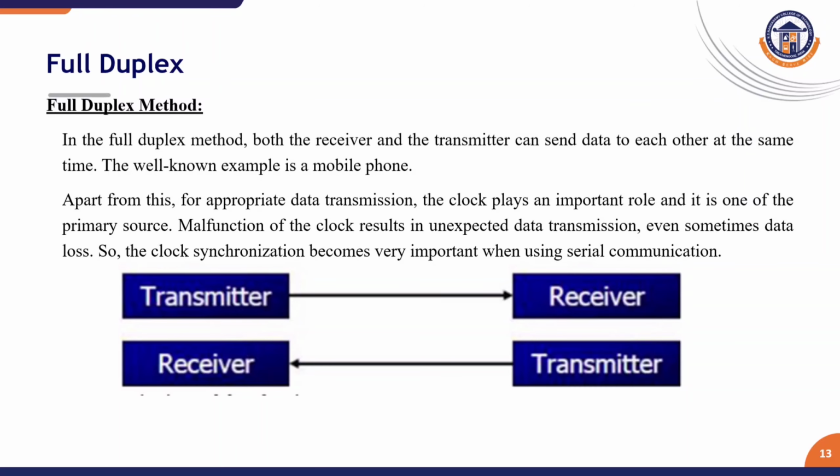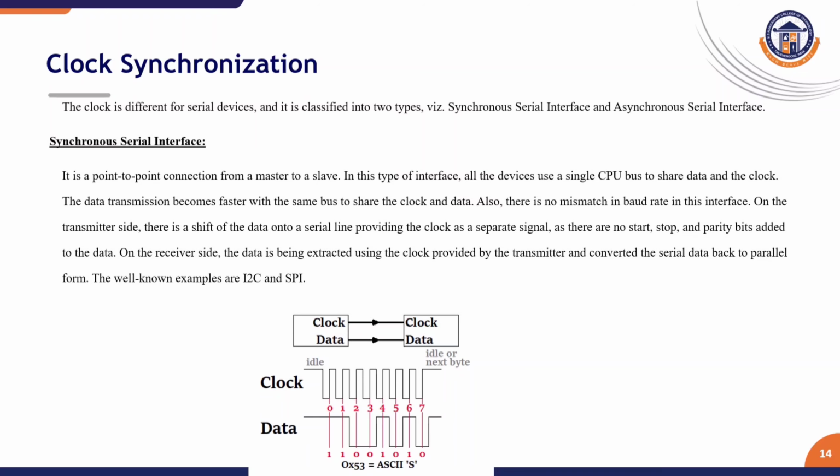Apart from this, for appropriate data transmission, the clock plays an important role and it is one of the primary sources. Malfunction of the clock results in unexpected data transmission, even sometimes data loss. So clock synchronization becomes very important when using serial communication. The clock is different for serial devices and it is classified into two types: synchronous serial interface and asynchronous serial interface. First, let us see the synchronous serial interface.